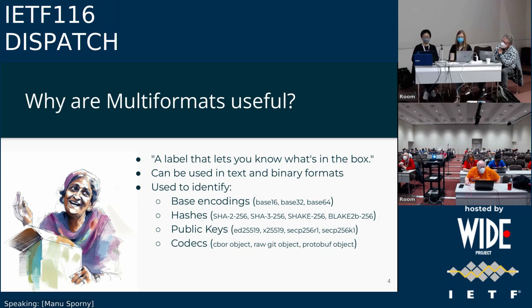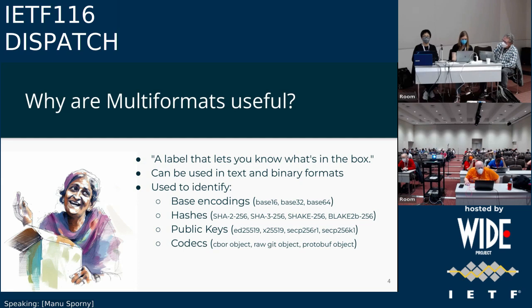Today, multi-formats are used to identify all types of base encodings, like base 16, base 32, base 64, to basically say the following bytes are base 16 encoded, base 32, base 64 encoded. Multi-formats called multi-hash are used to identify hash strings. So this is a SHA-2-256 value. This is a SHA-3-256 bit length value. This is a SHAKE-256 value. This is a BLAKE-2B-256 value. They're headers for different types of multi-hashes.